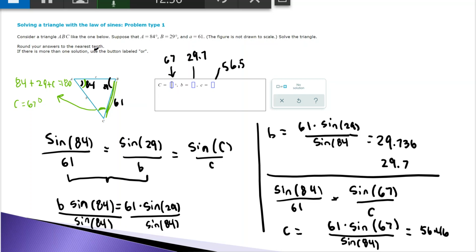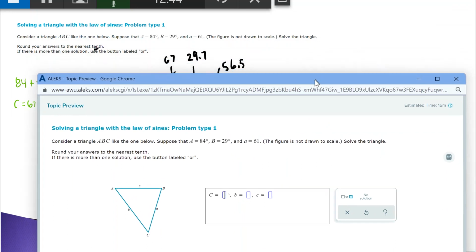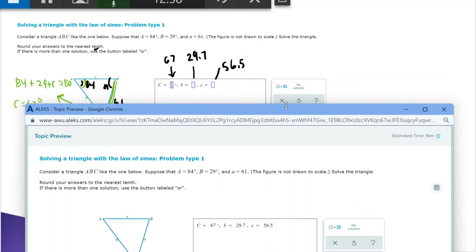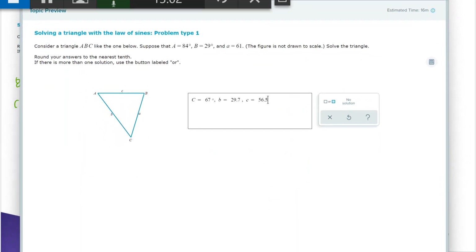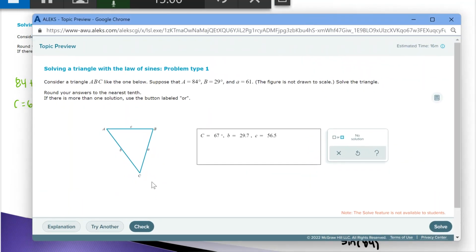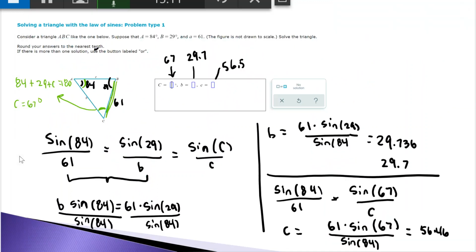So let's pop that into Alex and see what good old Alex has got to say about that. 67, 29.7, and 56.5. Let's check this out. Voila. So there's our law of sines.